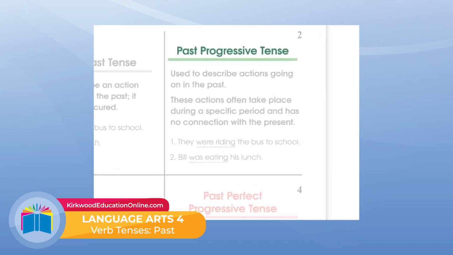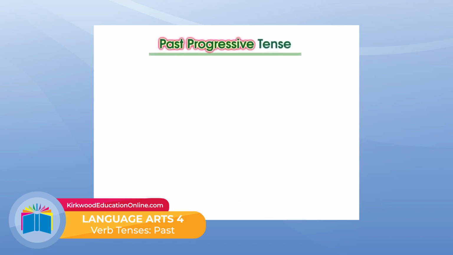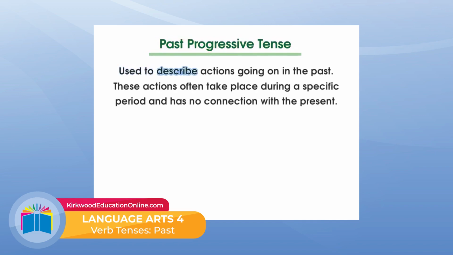Now look at square number 2. Past progressive. Past progressive tense is used to describe actions going on in the past. These actions often take place during a specific period. The action has no connection with the present. It was an action that continued in the past. It is not going on in the present.